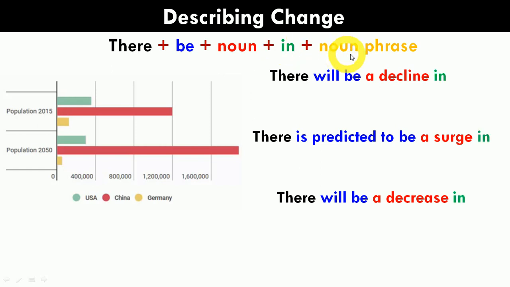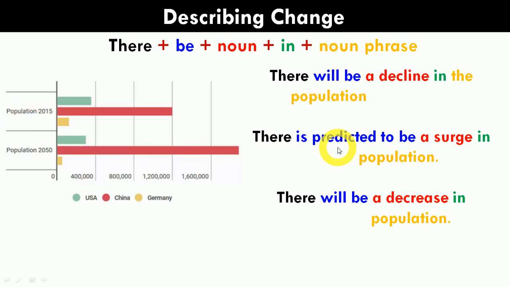And the noun phrase, that means the entity which is changing. So what is the entity? Population. So there will be a decline in the population. This is the sentence for USA. There is predicted to be a surge in population, this is for China. And there will be a decrease in population, and that's for Germany.